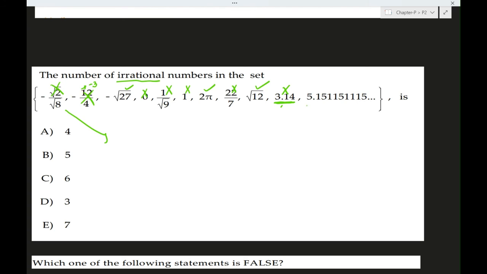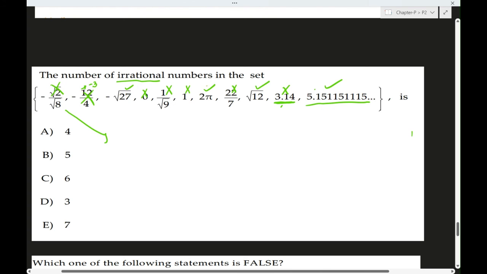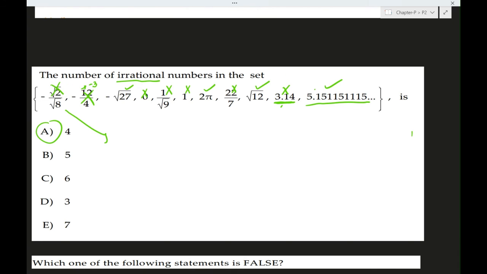Then the next one is this one. You can see this falls under the category of non-repeating and non-terminating decimals. There is no specific pattern: this is 1.5, this is 1.15, this is 1.115. So this makes it irrational. So how many irrational numbers do we have? We have 1, 2, 3, 4. And so this is the answer.